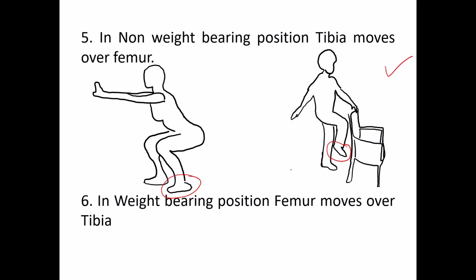So in non-weight bearing, which bone moves? The tibia moves, because the tibia is freely movable. In non-weight bearing, tibia moves over femur, that is N, T and F. And in weight bearing position, W, F and T. In weight bearing position, femur moves over tibia. The best example for weight bearing position is squatting, and the best example for non-weight bearing position is unilateral stance, single limb stance.